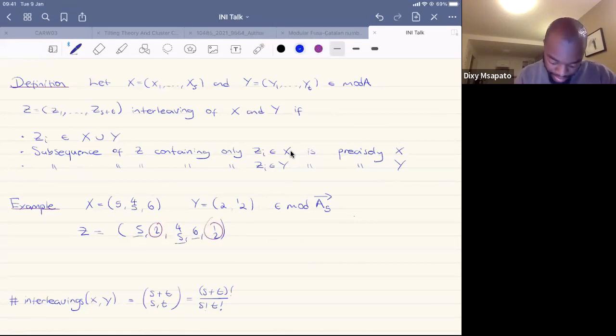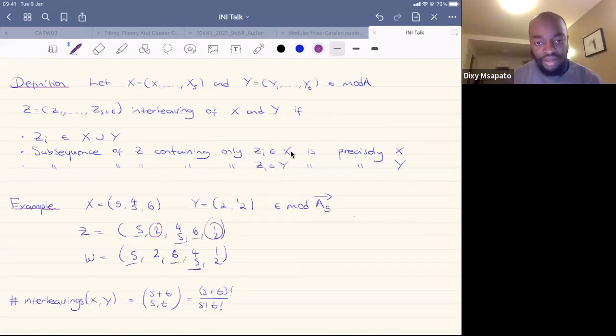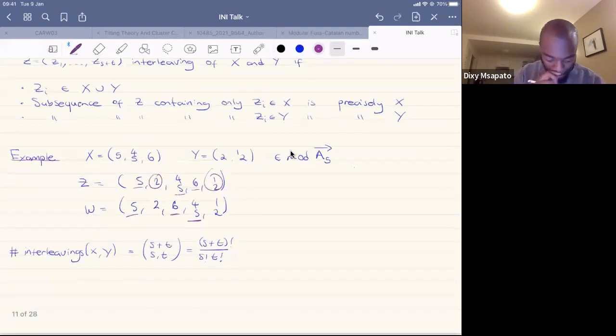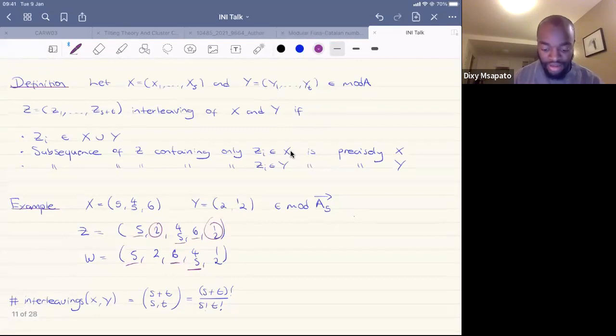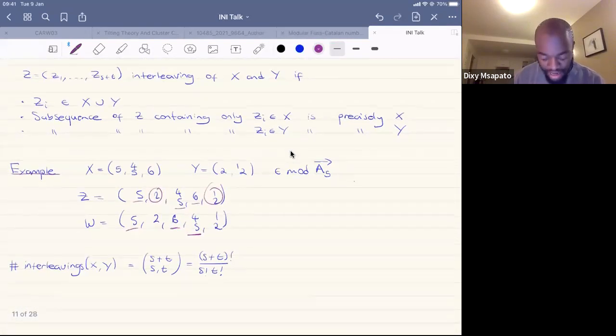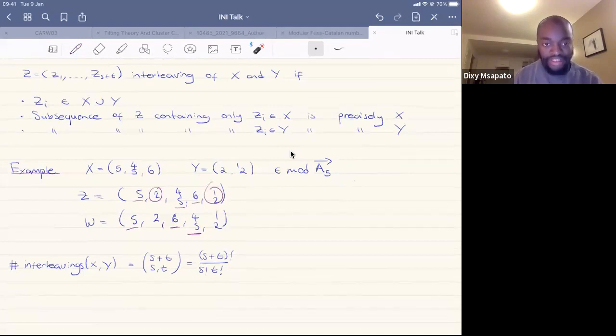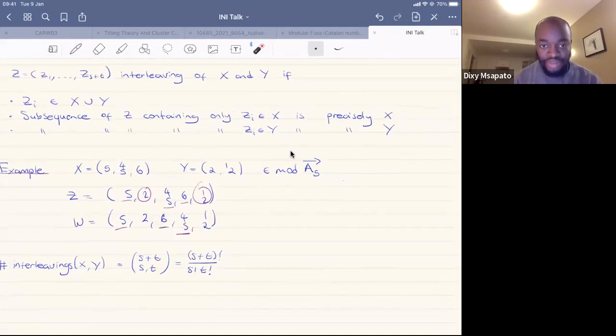But something like W, which is 5, 2, 6, 4, 5, 1, 2, is not an interleaving because the subsequence of just X elements, 5, 6, 4, 5, is not the same as X. And just another point to remember, given sequences X and Y of length S and T respectively, the number of interleavings of X and Y we can get out is given by this multinomial, which is just S plus T factorial, divided by S factorial, divided by T factorial. And this will come in handy soon enough.